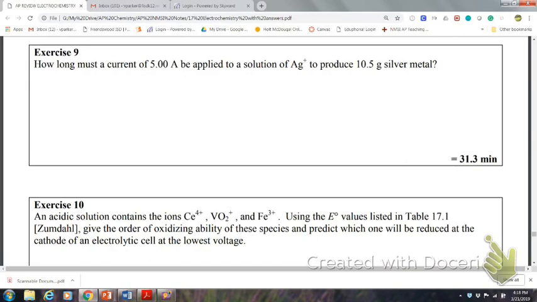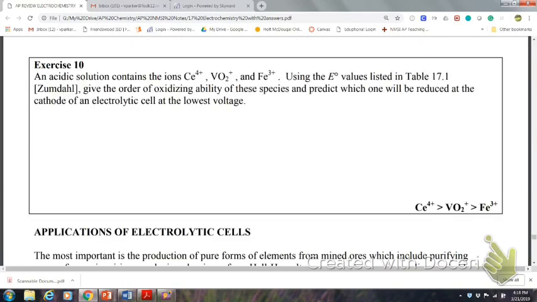So hopefully that is pretty straightforward. Exercise 10 says we have an acidic solution containing these things. Use the E values listed and give the order of oxidizing ability. If it's an oxidizing ability, it means it's more likely to be reduced. And predict which one will be reduced at the cathode at the lowest voltage. If the answers are already listed there, you can go look those up in your table to see how that works if it's not in your notes. Okay, so continue with application.